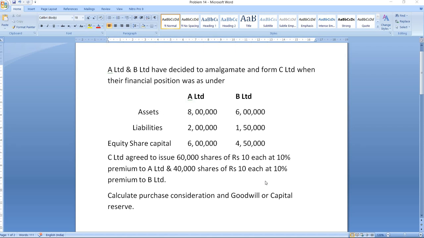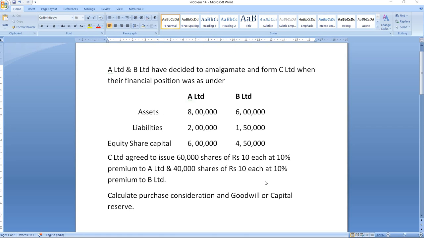So here they have given you information about two companies, A Limited and B Limited, who are amalgamating and forming C Limited. Okay. So using the information, you have to calculate first purchase consideration, then goodwill or capital reserve.